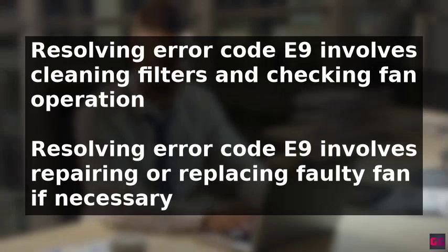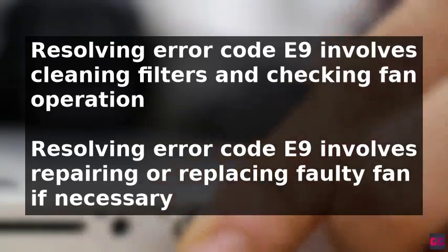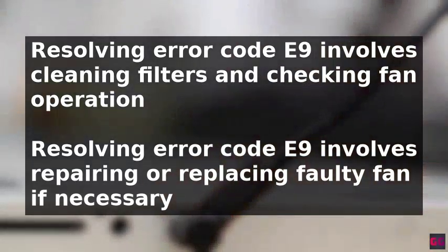Additionally, assess how the indoor unit blows air. If it does so poorly, clean the filters, check if the fan operates properly, and repair it if necessary. By following these steps, the error code E9 can be effectively addressed and resolved.